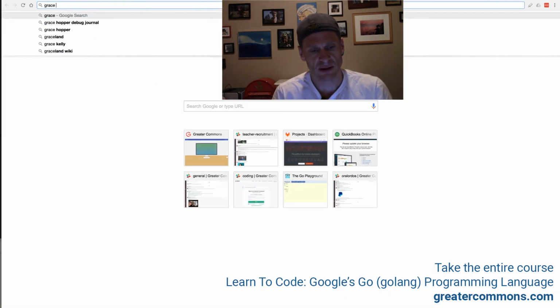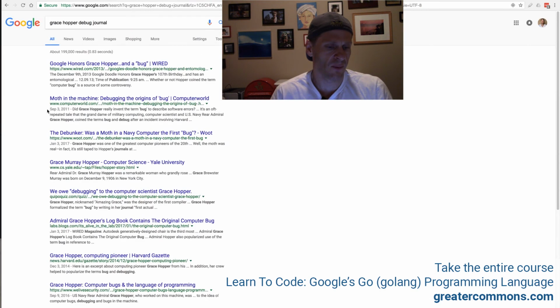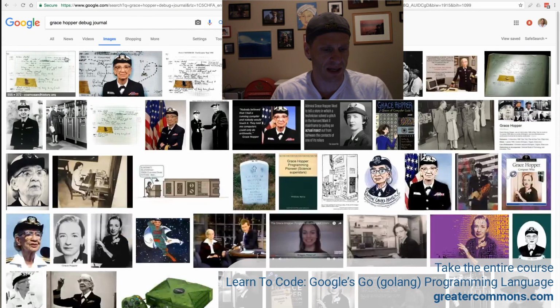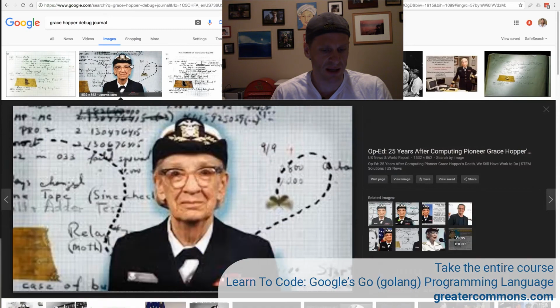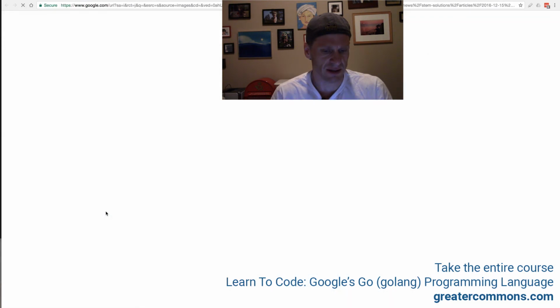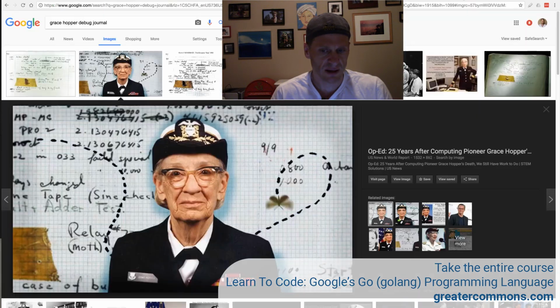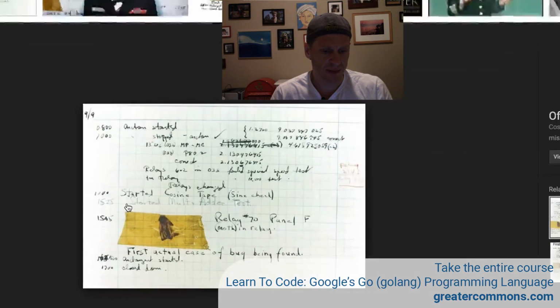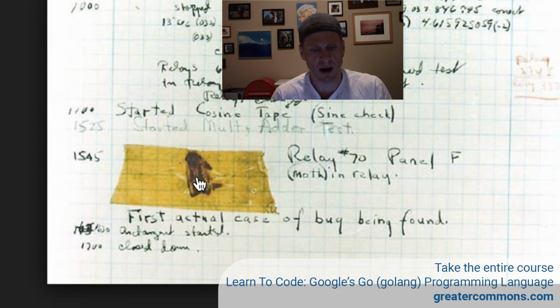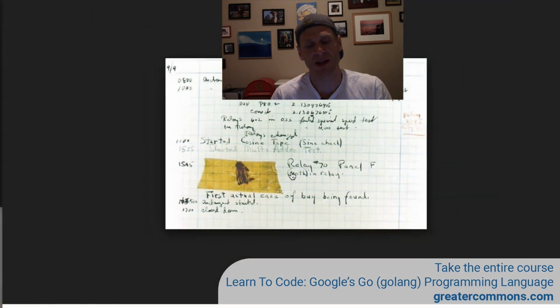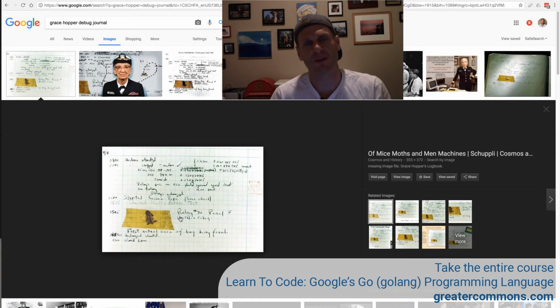And so Grace Hopper was one of the original female computer scientists. Here is a picture of Grace. All right, so here is a picture of a moth that they pulled out of the computer, and it was taped into this book, and you can see it's the first actual case of a bug being found in a computer. They called it debugging the computer, to go into the computer and pull the bugs out when they short-circuited around the vacuum tubes. And that's where our phrase came from, debugging computers.